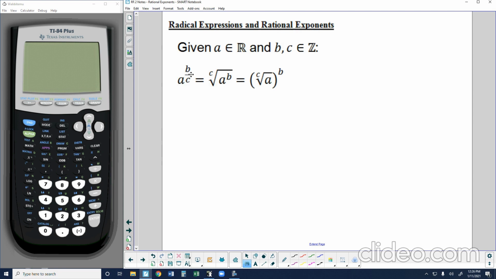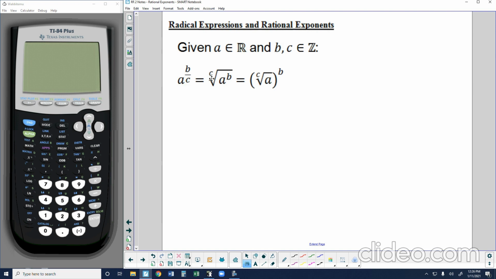The rewritten form of this radical expression would be A to the B power, the base to the power of the numerator in our fraction, to the C root. So the numerator of the fraction becomes the power of the radicand, the exponent of the radicand, and the denominator of the fraction becomes the power or the index of our root.